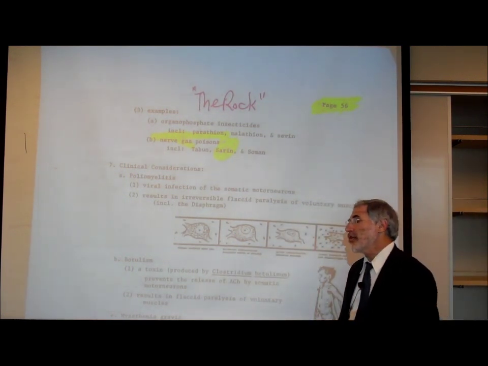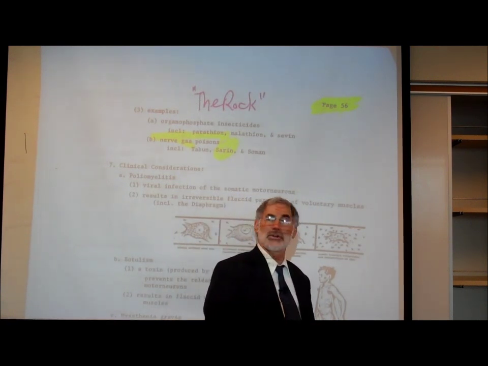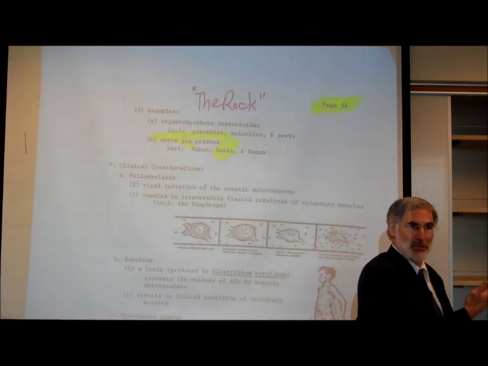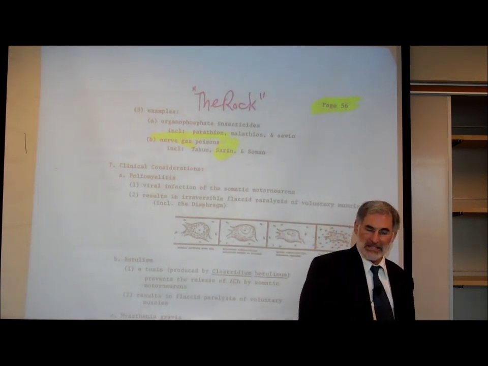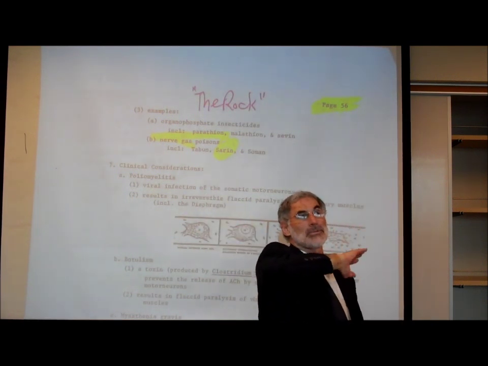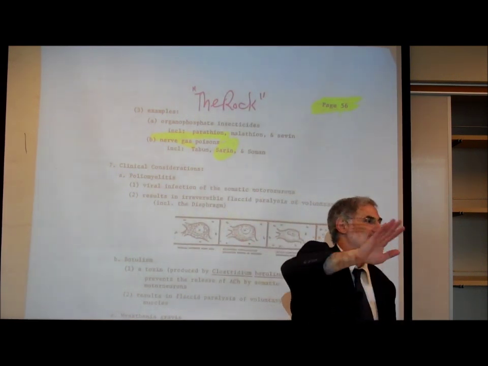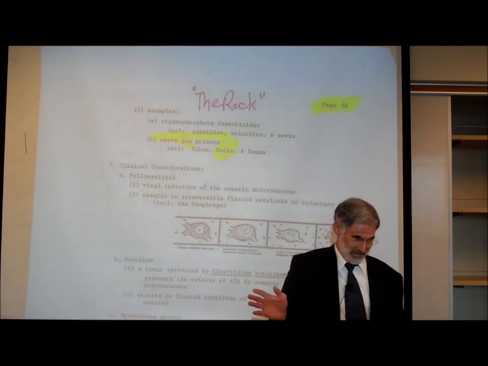Now, they cause spastic paralysis in the nervous system of the little insects, just like they would in our nervous system. So let's say that, and they sell these insecticides at every Armstrong nursery. They sell them at Home Depot. They've got them in most drugstores. These are the most commonly used insecticides.